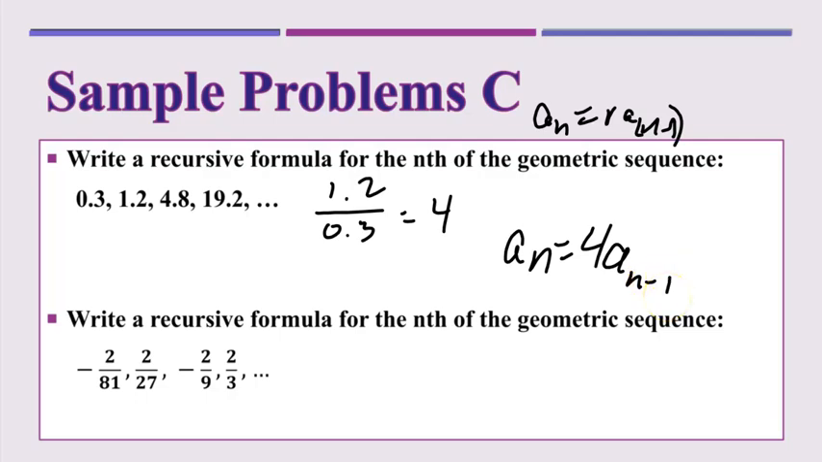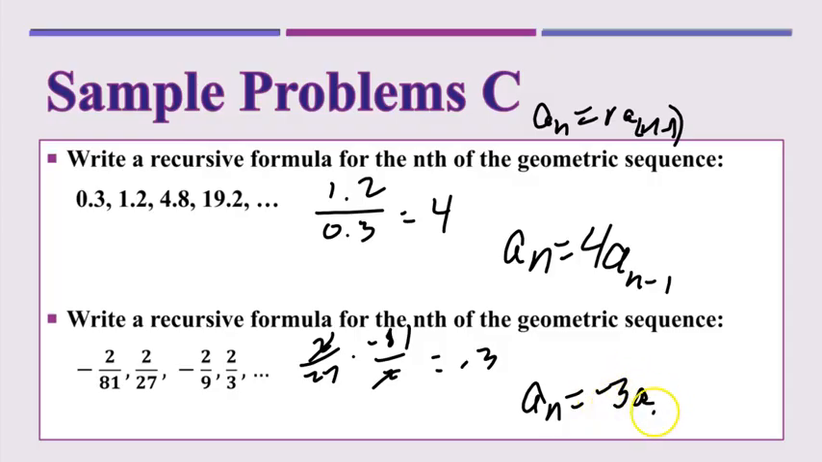Next, find the recursive formula for this one. I would take 2 over 27 times the reciprocal of negative 81 over 2. The 2's divide out. Negative 81 divided by 27 is negative 3. So we would have a subscript n equals the common ratio of negative 3 times a subscript n minus 1.